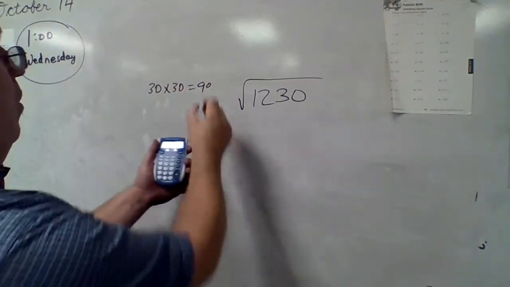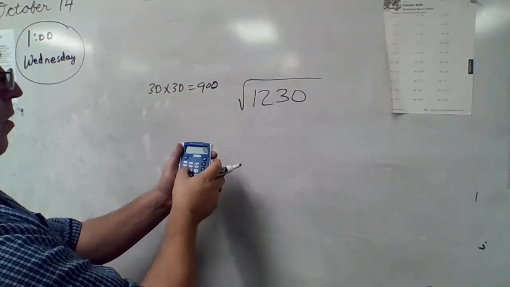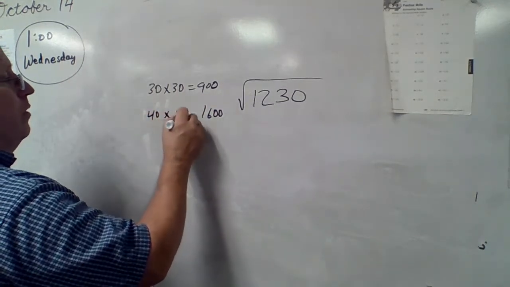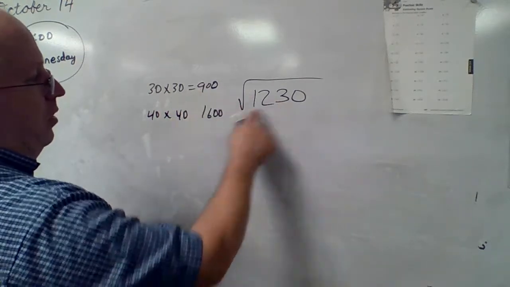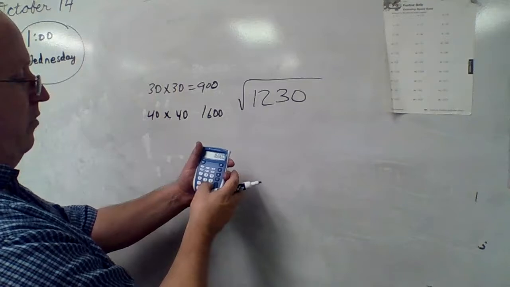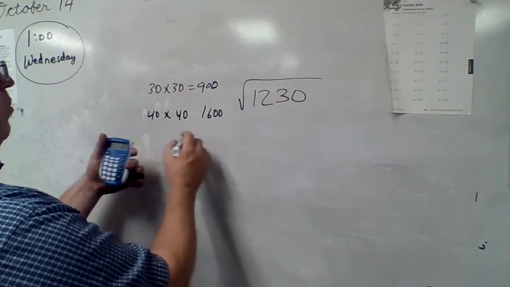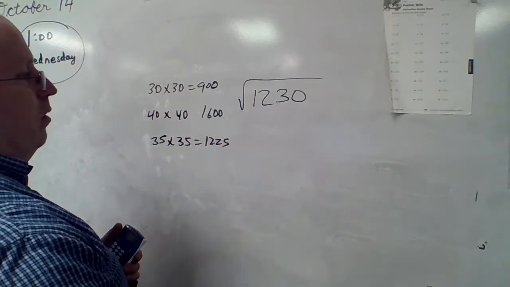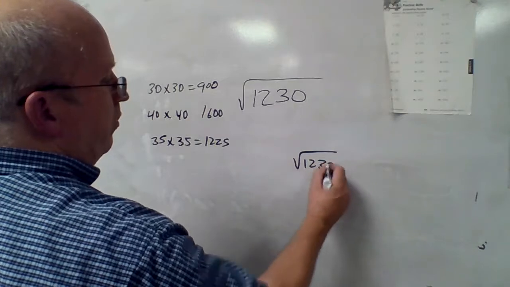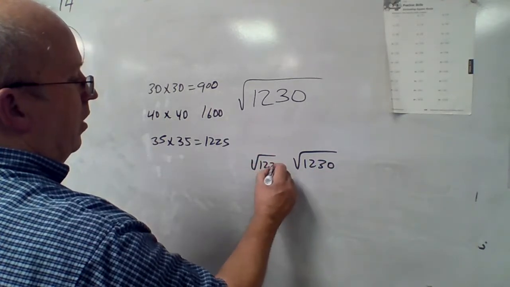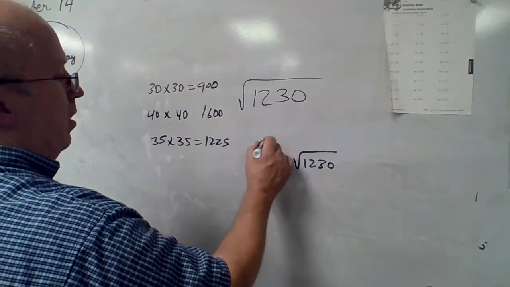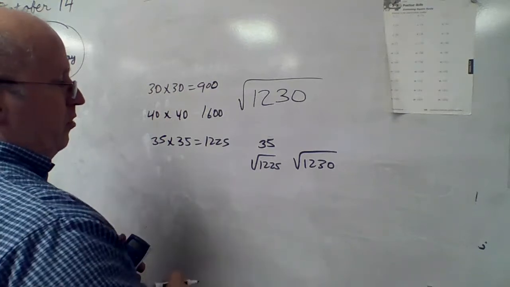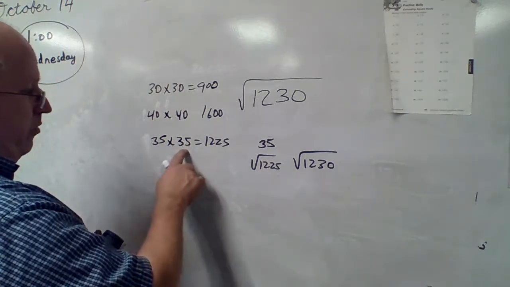I wonder what 40 times 40 is. Oh, that's 1,600. 40 times 40. So we're somewhere in between those two. What about 35 times 35? That's 1225. 35 times 35 equals 1225. Ooh, that's getting close. So if I want to find the square root of 1230, I bet that the answer is somewhere around this 35 value, because 35 is the square root of 1,225, because 35 times 35 equals it.